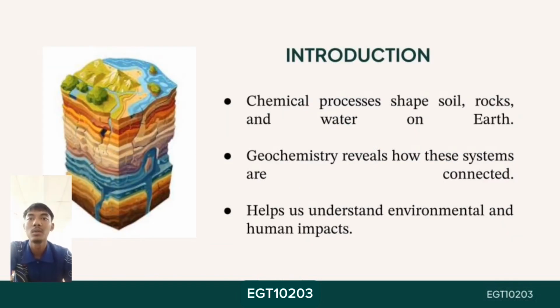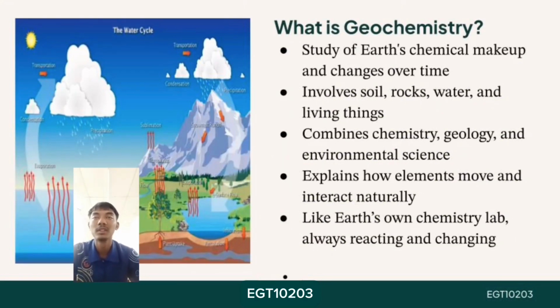Explore how chemical processes shape and connect the earth, soil, rocks, and water. Geochemistry helps us understand our planet's system and their impact on the environment and human life. First, let's define what geochemistry actually is. It's the study of the chemical composition of the earth and how chemicals change over time.